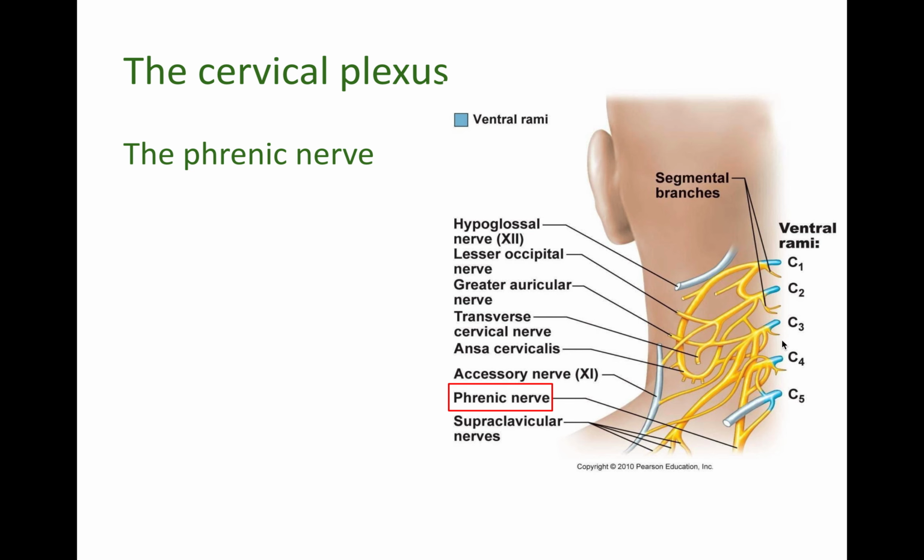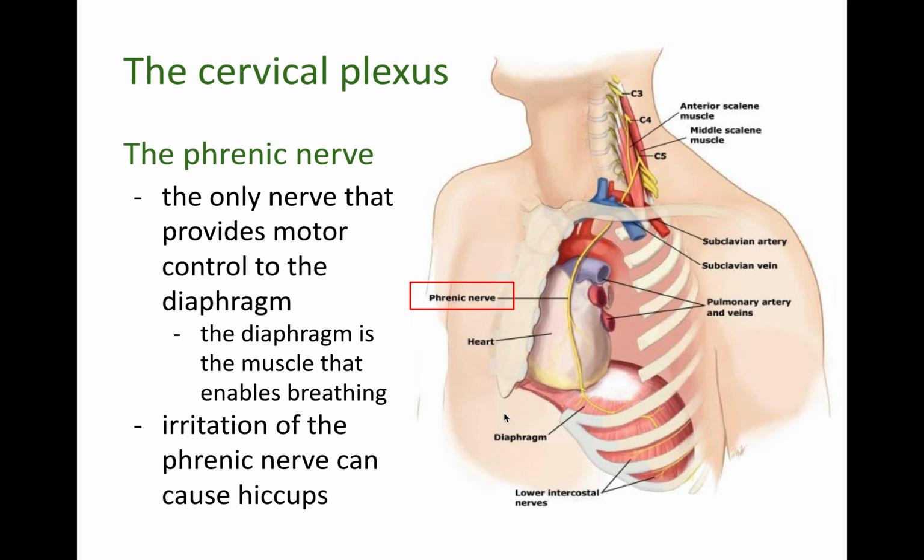This one has many nerves, and one of the nerves that I like to highlight is the phrenic nerve. The phrenic nerve actually hooks in from your neck and stretches down to your diaphragm. It's the only nerve that provides motor control to the diaphragm. The diaphragm is a muscle that enables breathing, and irritation of the phrenic nerve can actually be what causes hiccups. Most of the nerves in the cervical plexus have to do with control of your neck area and your upper shoulder area. But this one nerve in particular, within that woven branch of nerves, helps control your diaphragm.